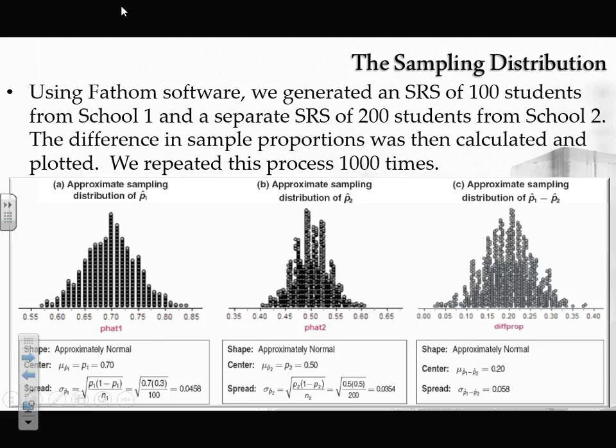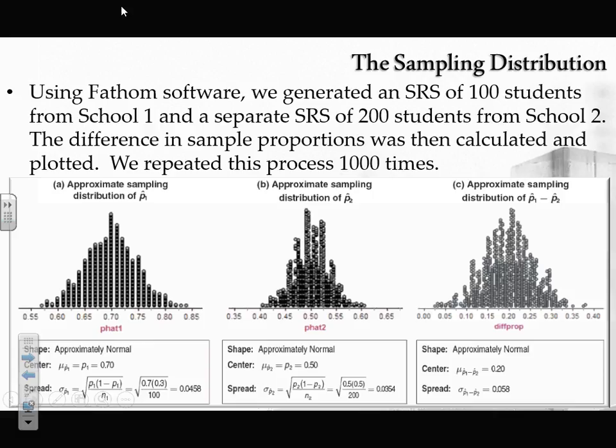When we look at school 2, it's also approximately normal, which we would expect. The mean happens at 50%, again, like we would expect, and the standard deviation happens in the same regard: P times Q over N, all inside the square root.